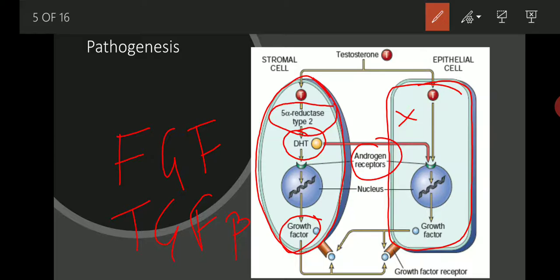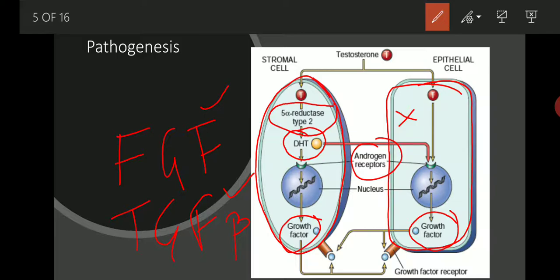However, the same dihydrotestosterone has a paracrine effect also. It affects the adjacent epithelial cells also and induces the production of similar growth factors. These growth factors, that is the fibroblast growth factor and transforming growth factor beta, act on the epithelial cell, but they do not cause cell proliferation. Rather, they lead to decreased death of the epithelial cells. Hence, the epithelial cells do not die and accumulate, whereas the stromal cells proliferate, divide and increase in number.